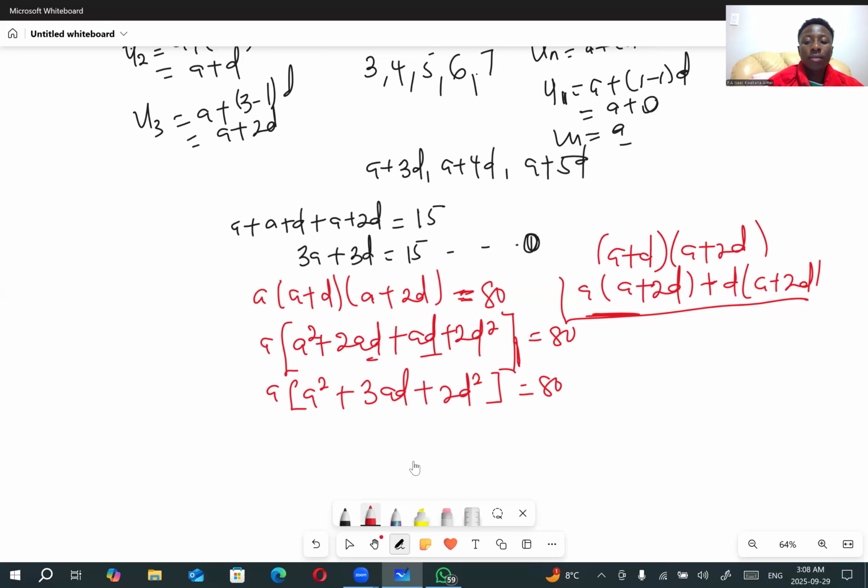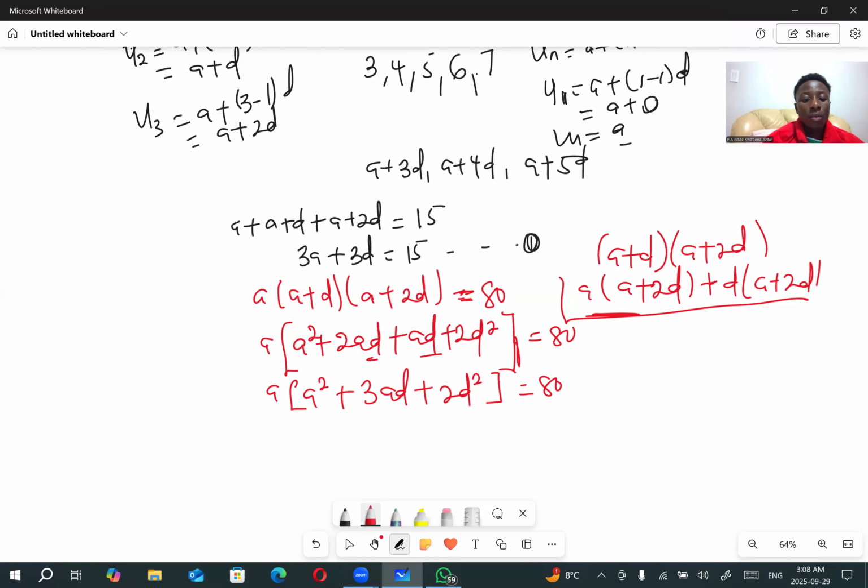Expand the bracket. You mean you can expand this bracket? Plus 3A squared D. What, sorry, did you say? A cube, plus 3AD, plus 2AD squared.